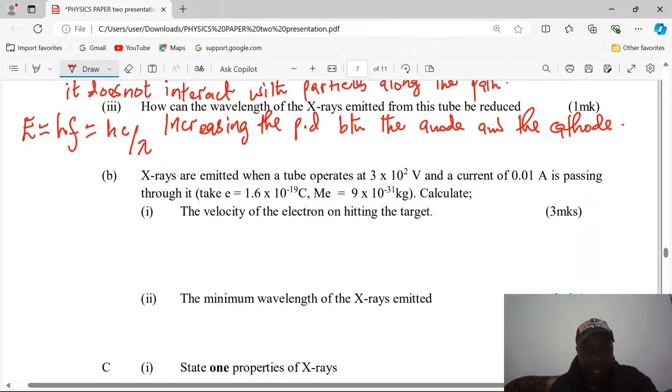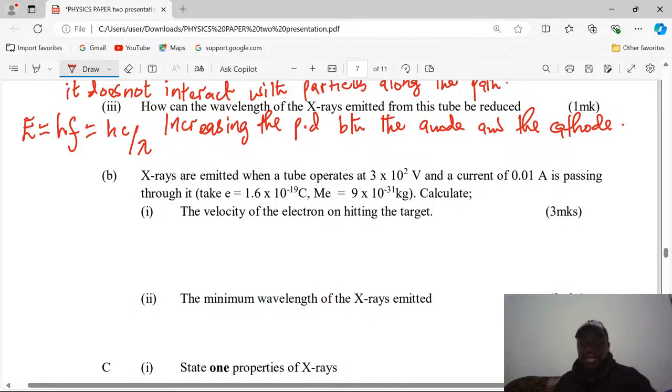X-rays are emitted when a tube operates at 3 times 10 power 2 volts and a current of 0.01 amperes is passing through it. Take the electron charge as 1.6 times 10 power negative 19 coulombs, and the mass of an electron as 9 times 10 power negative 31 kilograms. Calculate the velocity of the electron on hitting the target.